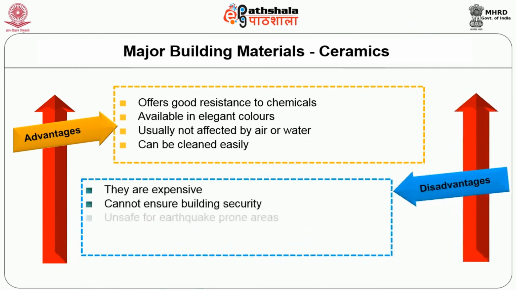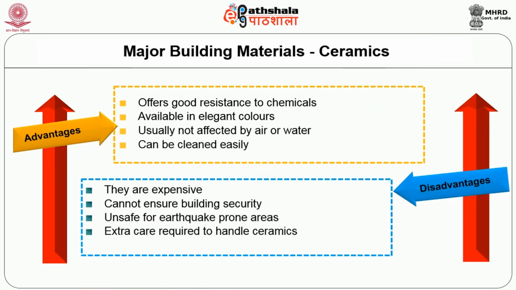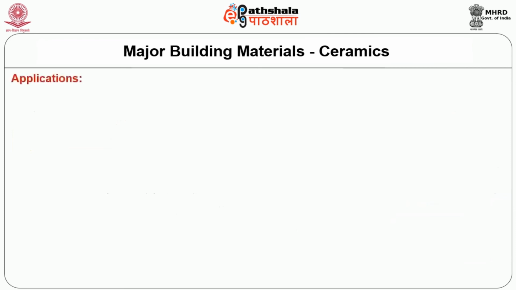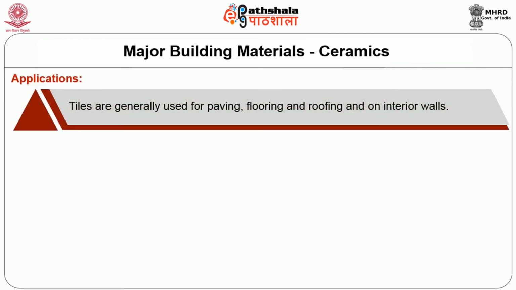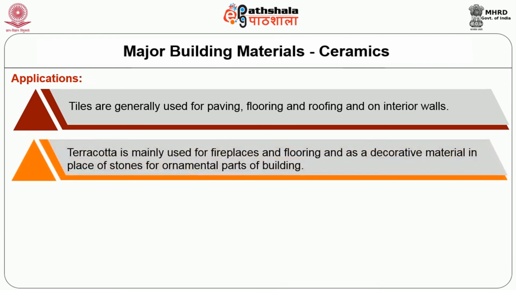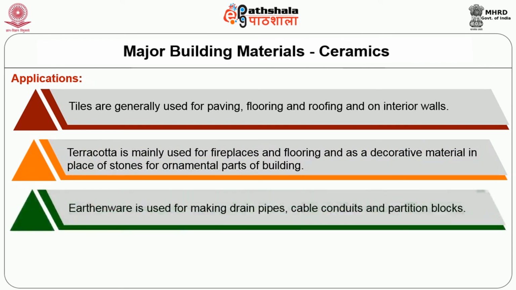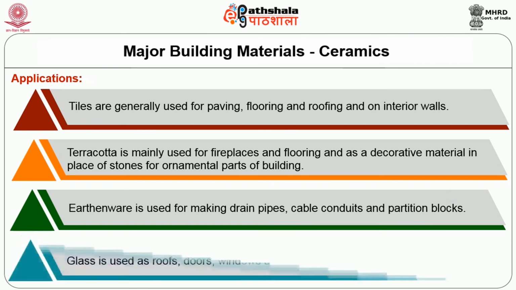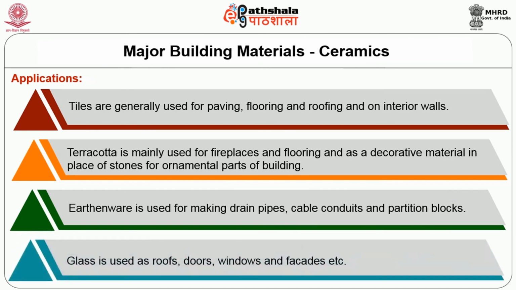The disadvantages are they are expensive, cannot ensure building security, are unsafe for earthquake prone areas, and require extra care to handle. The applications: tiles are generally used for paving, flooring and roofing and on interior walls. Terracotta is mainly used for fireplaces and flooring and as a decorative material in place of stones for ornamental parts of building. Earthenware is used for making drain pipes, cable conduits and partition blocks. Glass is used as roofs, doors, windows and facades.